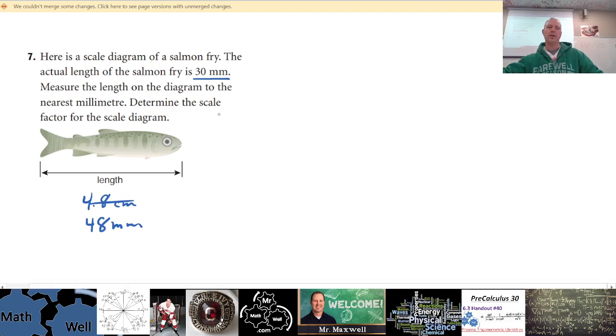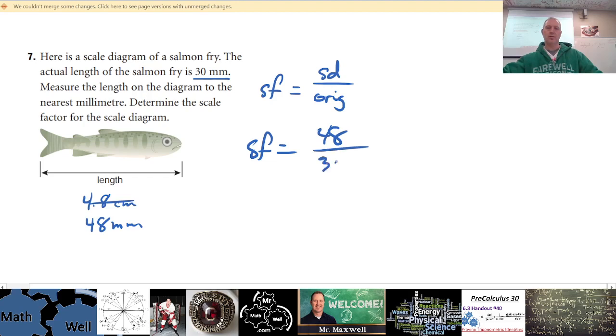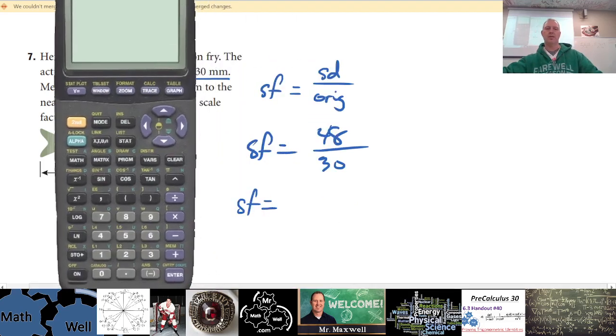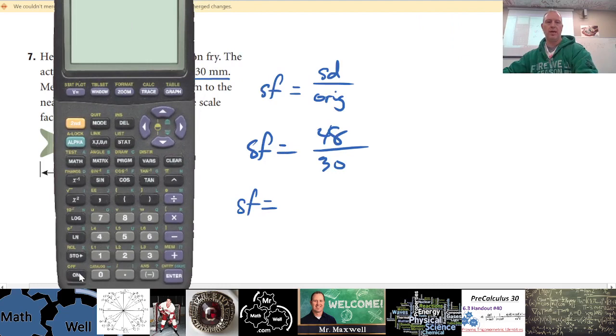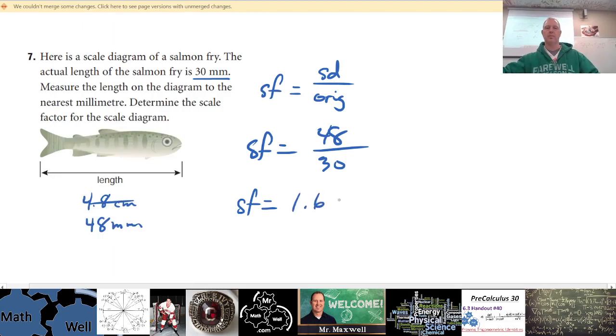So measure the length in the diagram, determine the scale factor. So scale factor is scale diagram length divided by original length, right? Or the scale diagram length, 48 millimeters, divided by the actual length, 30. So you can simplify that fraction or write it as a decimal. It's okay if you write it as a decimal, I think. So 48 divided by 30 gives you 1.6. Did you get that for number 7?